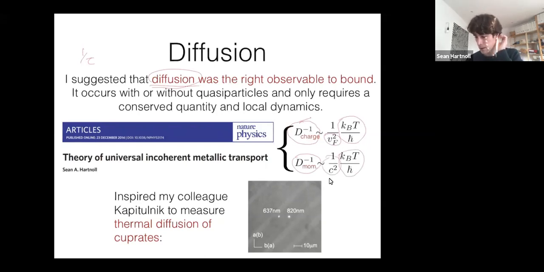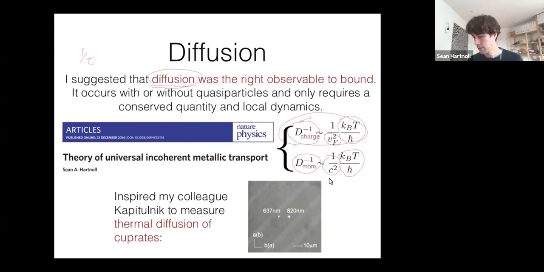But of course, the mother of all diffusions, the diffusion that was invented to describe the motion of heat, which is diffusion of energy. In fact, that's the one that's the easiest to measure. Charge diffusion is not very easy to measure in a metal, because if I put a lump of charge in a conductor, it just exponentially quickly goes away because of electromagnetic screening. You won't actually see charge diffusing in a metal, but heat does diffuse. And so my colleague Aaron Kapeltunik was inspired by this to go and just measure the diffusivity.